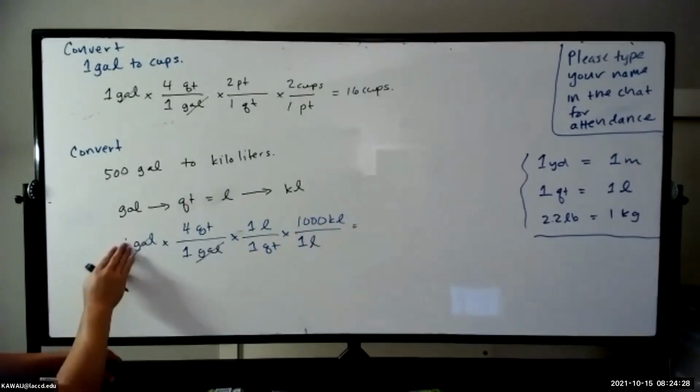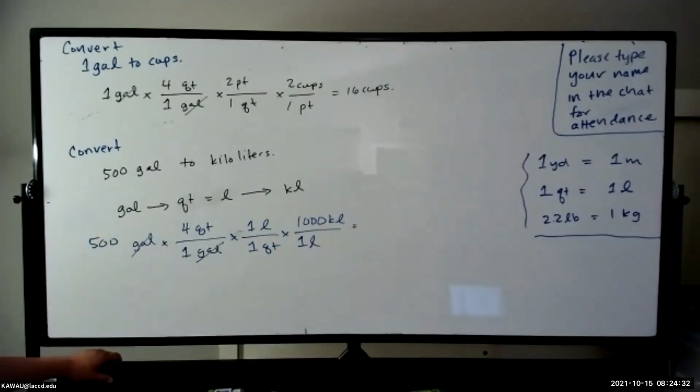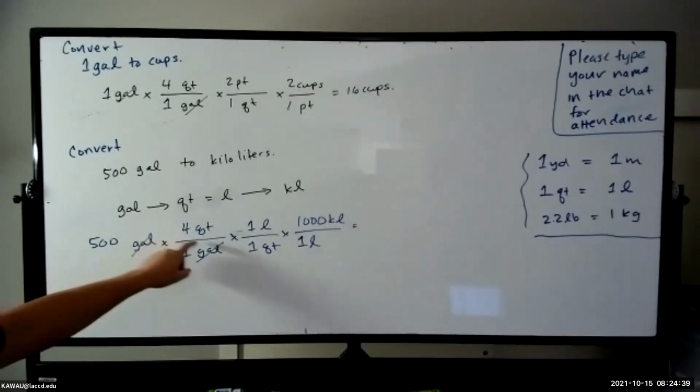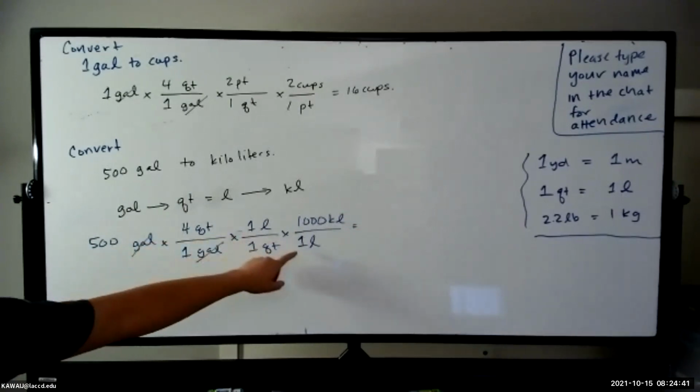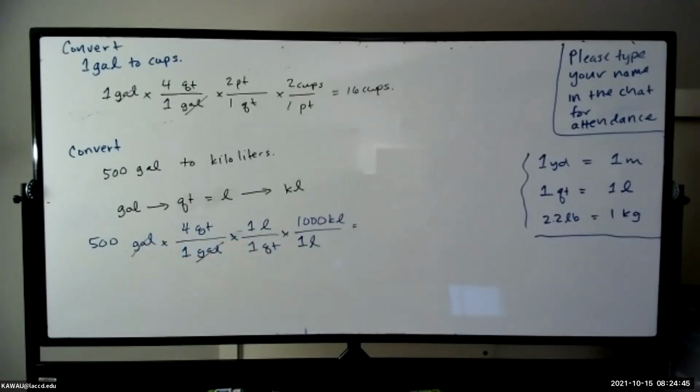Oh, I'm sorry, I have 500 gallons. Is that right? 500 gallons. I feel like I did something wrong. Quart. That looks right. I feel like I have something upside down.